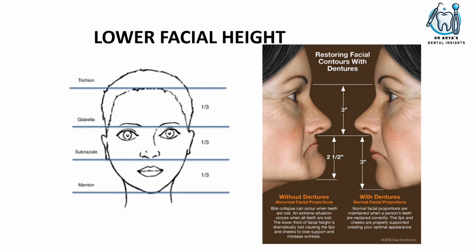Here the bite collapse can occur when the teeth are lost, and an extreme situation occurs when all the teeth are lost. And the lower third of facial height is dramatically lost, causing the lips and cheeks to lose support and increase wrinkles. In the second picture, it is restoring with dentures. So here shows normal facial proportions, and the normal facial proportions are maintained when a person's teeth are replaced correctly. The lips and cheeks are properly supported, creating the optimal appearance.